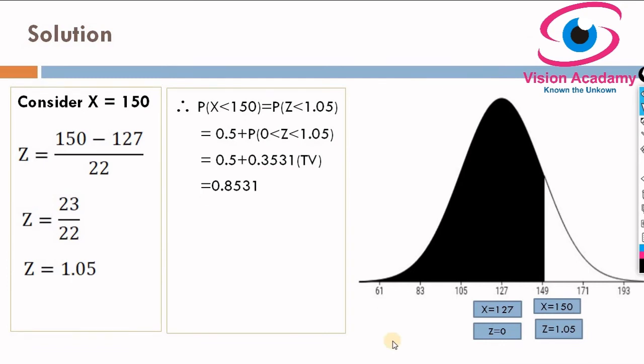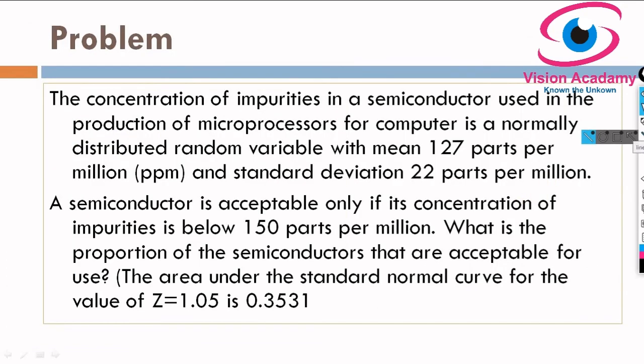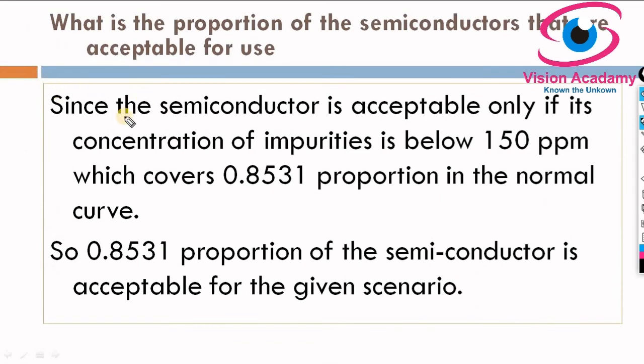So in the problem itself, they have asked one more question. They are asking what is the proportion of the semiconductors that are acceptable for use. We have to give our answer on what proportion of the semiconductors are going to be acceptable. We have already found our interested area in the normal curve, so I can convey the proportion that is going to be acceptable by looking at the normal curve. For that I have opened another slide, because it is an important one. So they are asking what is the proportion of the semiconductor that is going to be acceptable for use.